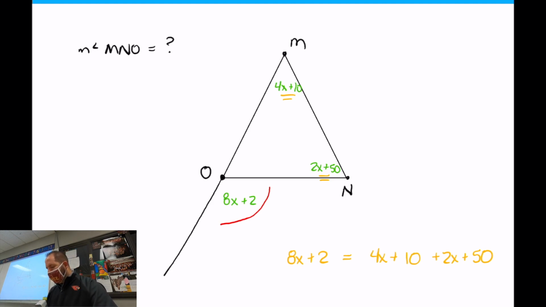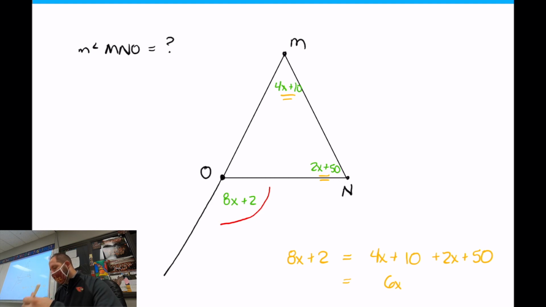And now solving this, what do we have to do? Somebody walk me through it. How do we solve that? Add the x's. Okay, so I'm going to add the x's on that one side. So we have 6 x's on that other side. What else?